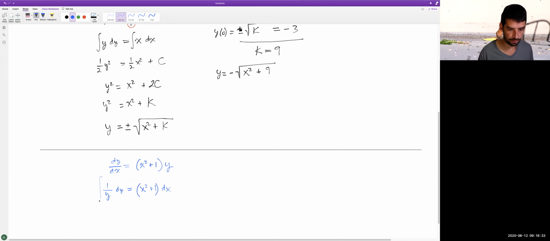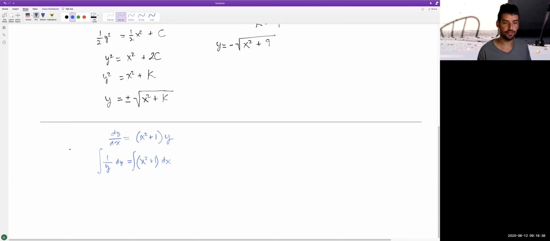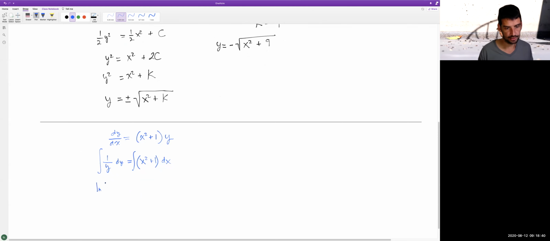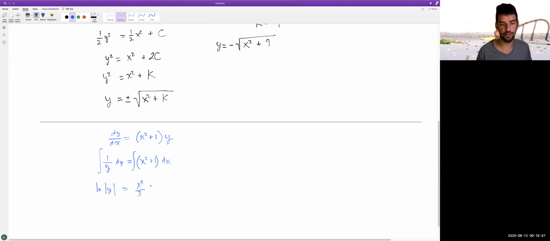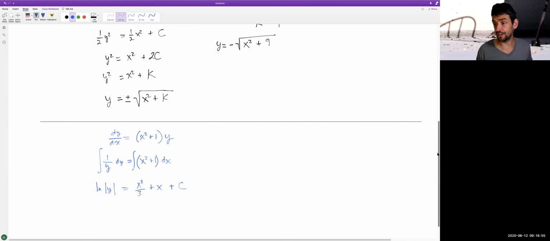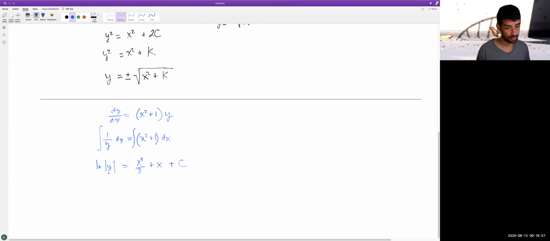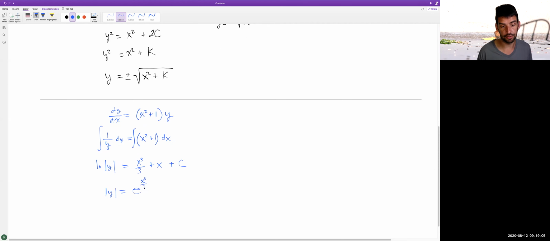And then I'm going to integrate. The antiderivative of 1 over y is the natural log of the absolute value of y. And over here, I have a straightforward integral: 1/3 x cubed plus x plus some constant. Okay. So using the definition of the natural log, what this means is the absolute value of y has to be equal to e to the x cubed over 3 plus x plus c.